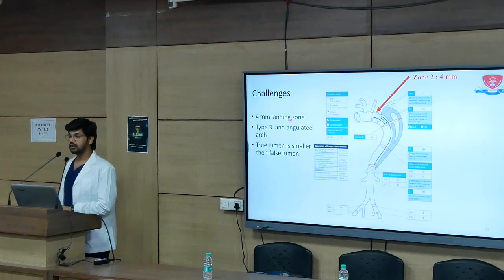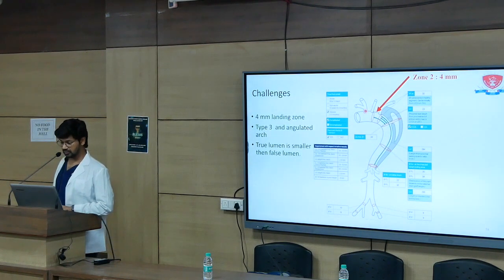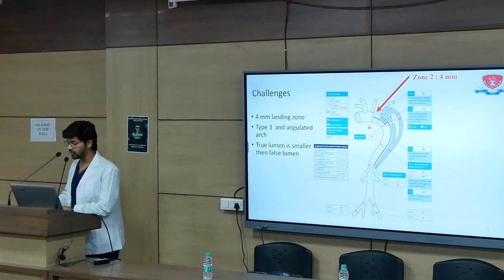So what were our challenges? Firstly, in the majority of cases the landing zone is 10 to 15 mm, as I have already told. But in our case, it was only 4 mm. And it is a type 3 arch, which is a more angulated arch, due to which there is a high chance of endoleak. So we have to be very precise while deploying the stent graft. And the true lumen was also smaller than the false lumen, which made it difficult for us to negotiate the stent graft.